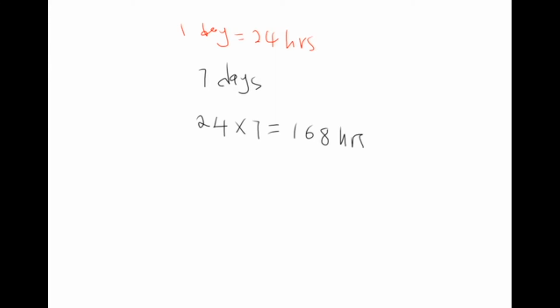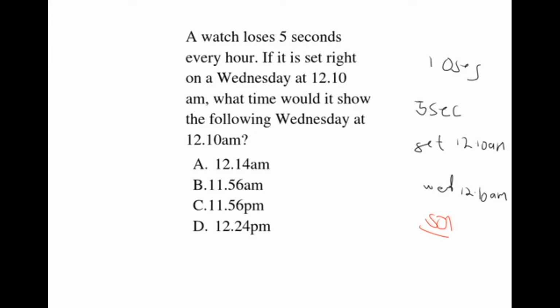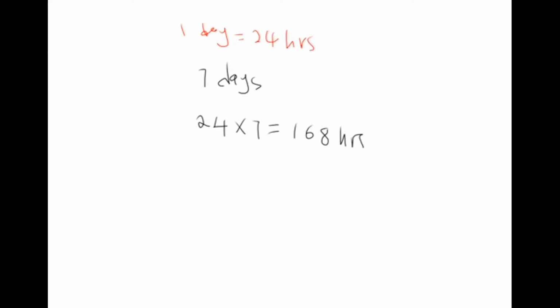Then, we are told that the watch loses 5 seconds every hour. Therefore, we shall take 168 and multiply by 5, the number of seconds which the watch loses. So 168 times 5, we get 840 seconds. So the watch here loses 840 seconds.